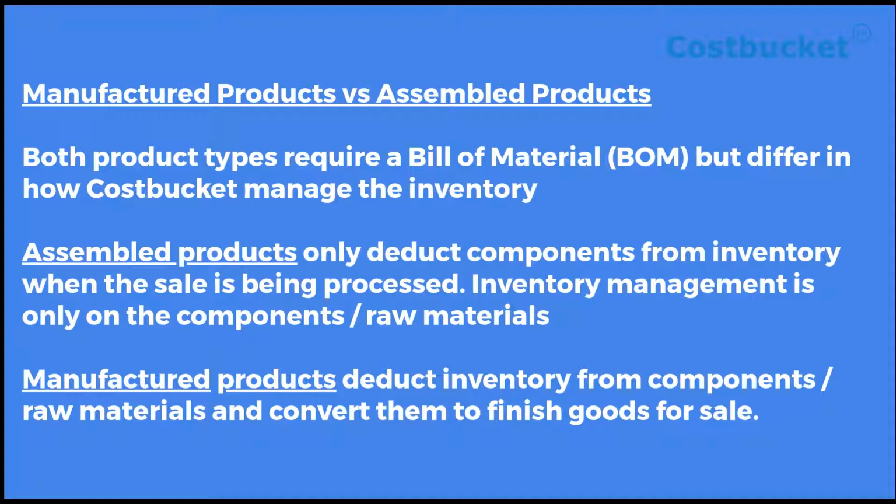In contrast, a manufactured product is made in advance and available in the inventory for sale. For example, a bakery makes 1,000 loaves of bread. They deduct all the ingredients and convert them to finished goods available for sale.